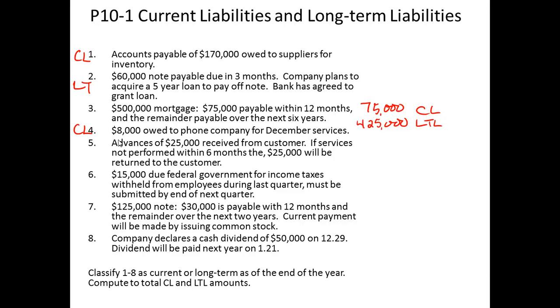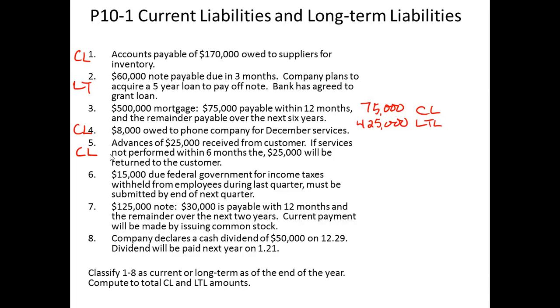Number 5, advances of $25,000 are received from a customer. Another way to say advance is unearned revenue. That's where the customer pays you the cash in advance of you rendering the services to them. If the services are not performed within 6 months, the $25,000 will be returned to the customer. So since these are current promises that will be fulfilled in the next 6 months, it's a current liability.